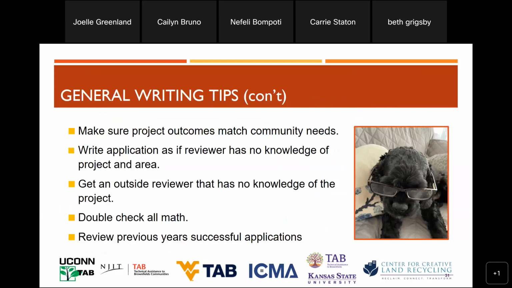So just some more general writing tips. Like I said before, you want to make sure that your application is cohesive. And reviewers will be looking for a theme that ties everything together. So you want to make sure your outcomes match your community needs. So don't say you need affordable housing and then the project is a park. You want to have an outside reviewer read your application, make sure everything flows. We tell everyone to double check all math, and a good resource is to review previous years' successful applications. And we're going to tell you where to find those later on in this presentation.